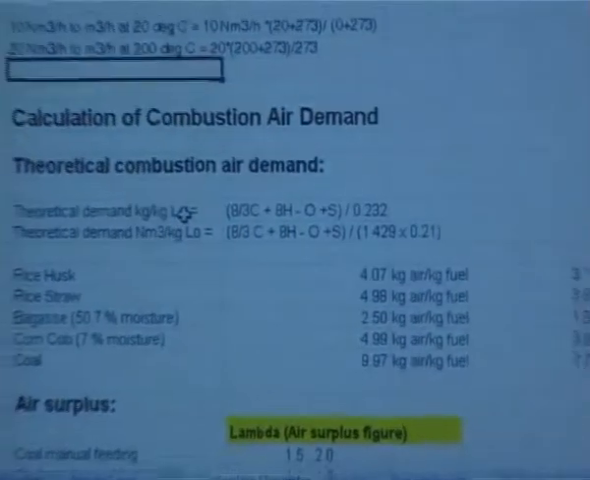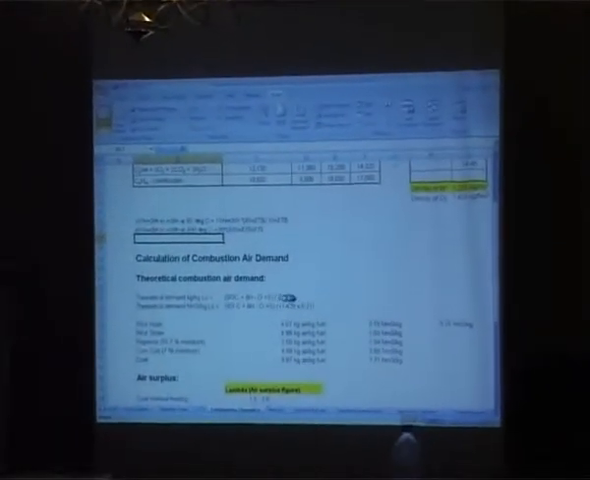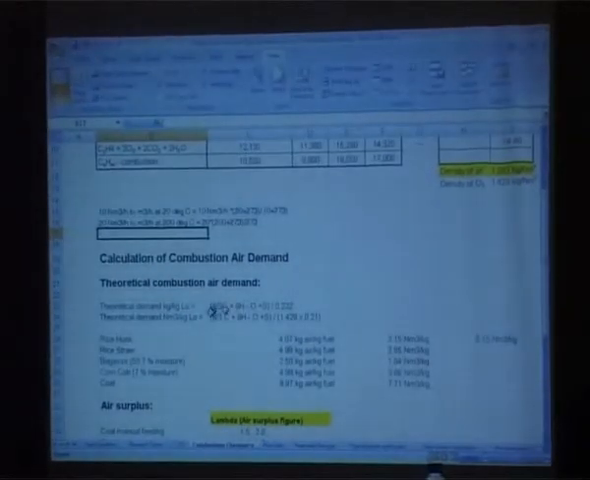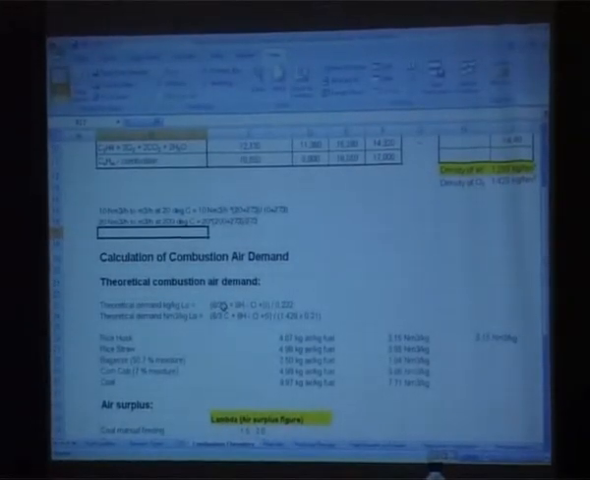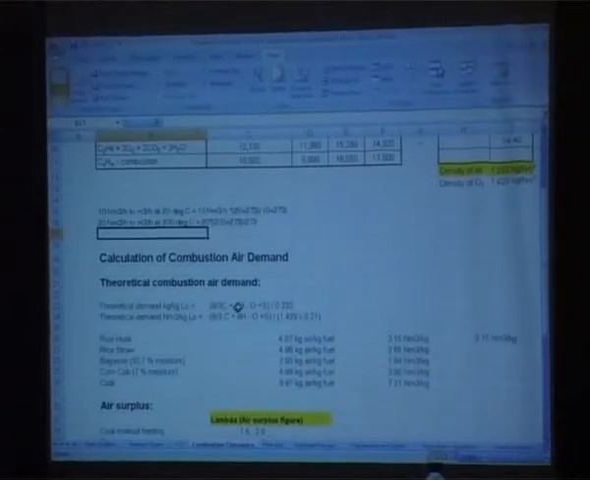You see density of air and air demand. Theoretical demand in kilogram, that means kilogram air per kilogram fuel. It's called L0, that's the German. Here's the formula, how you can calculate the need. 8.3 times the carbon content plus 8 times the hydrogen minus oxygen plus sulfur.